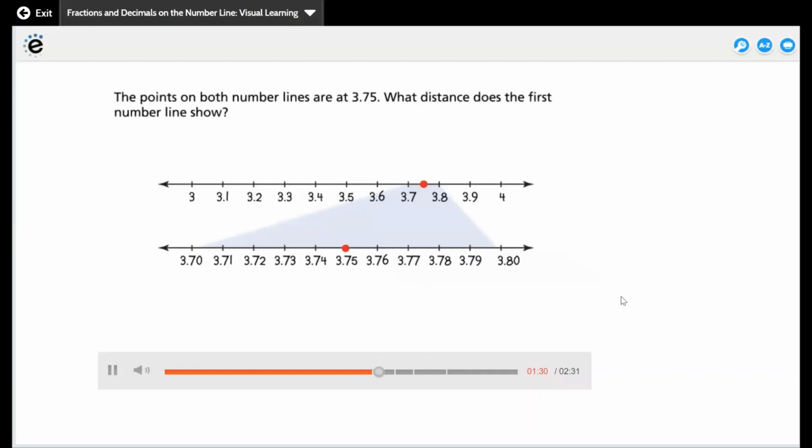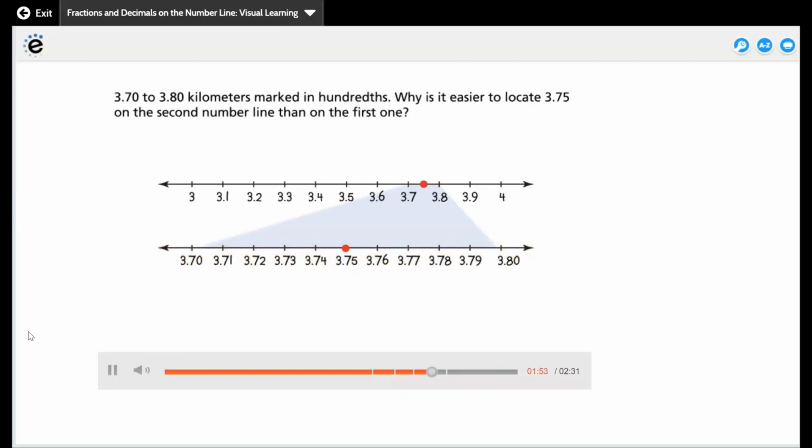The points on both number lines are at 3 and 75 hundredths. What distance does the first number line show? Three to 4 kilometers marked in tenths. What distance does the second number line show? Here from 3 and 70 hundredths to 3 and 80 hundredths kilometers marked in hundredths.